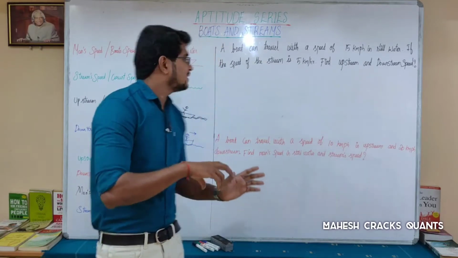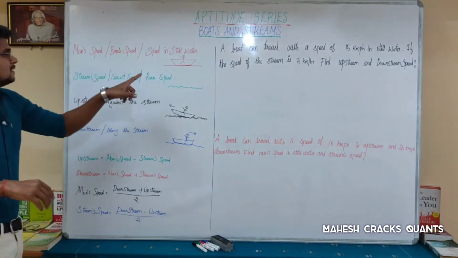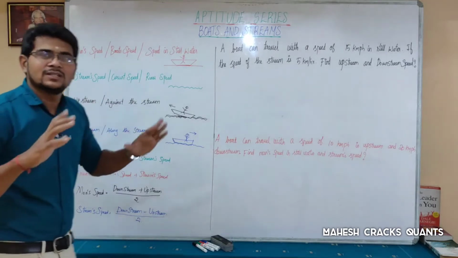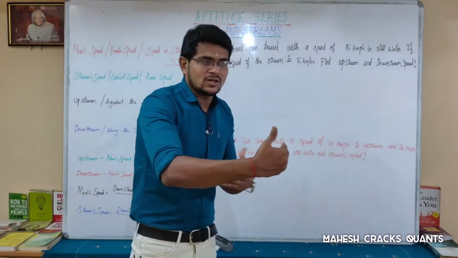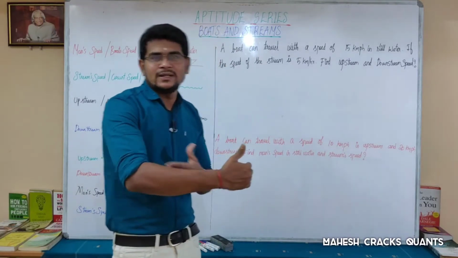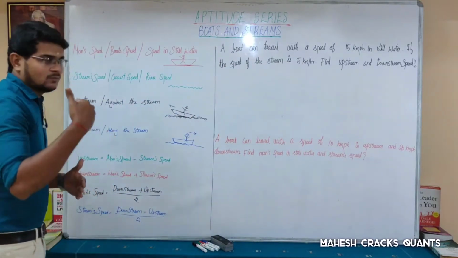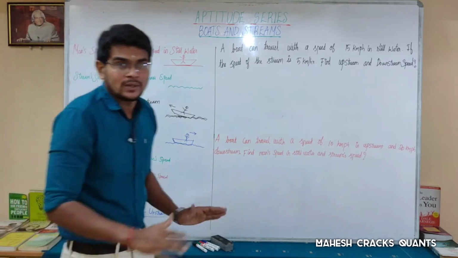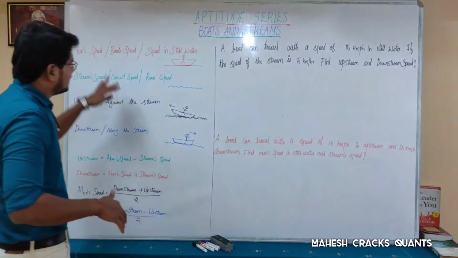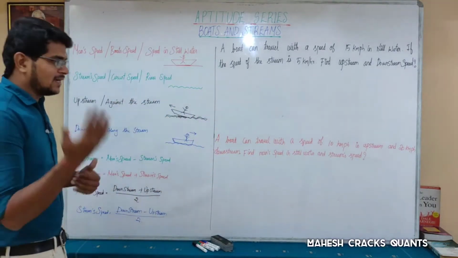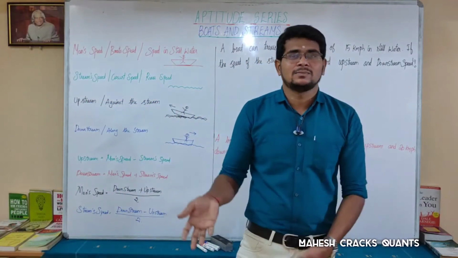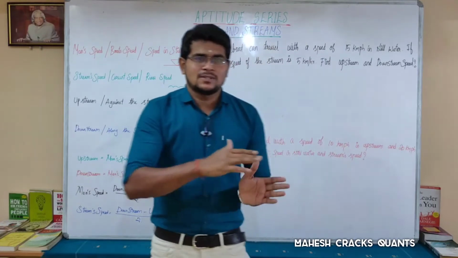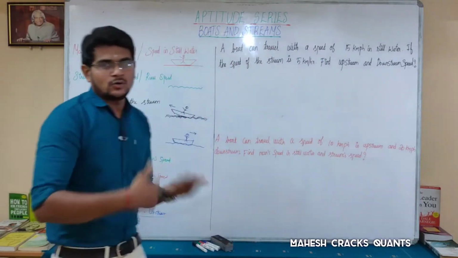So boat speed, speed in still water, or man speed, everything has the same meaning: how fast a man can row in water where there is no movement in the water. That is the meaning. Like that, you need to know everything. And at the same time, if you have the value of man speed and river speed, you could find upstream and downstream. How could you find them?